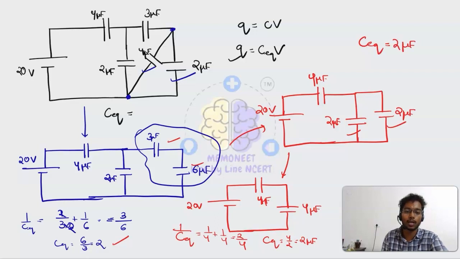So what will be the charge? Q is equal to C equivalent into V. It means 2 microfarad into 20 volt, which is equal to 40 microcoulomb. So this is our answer.